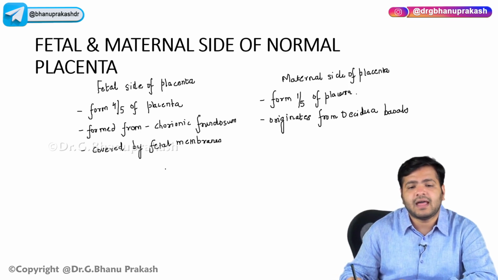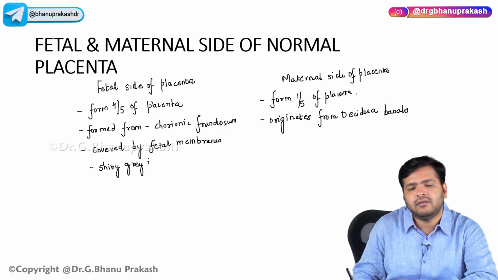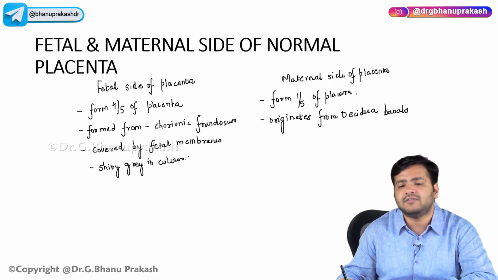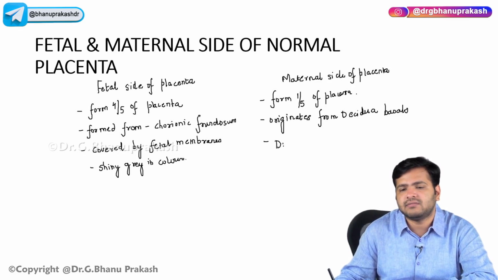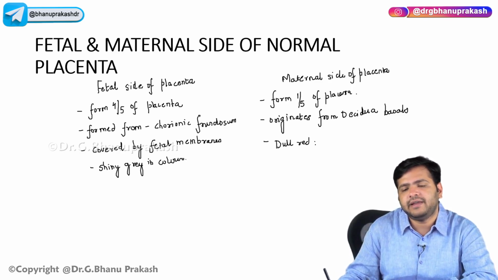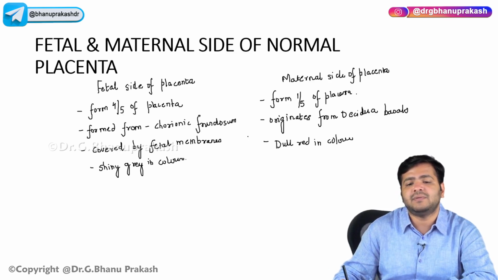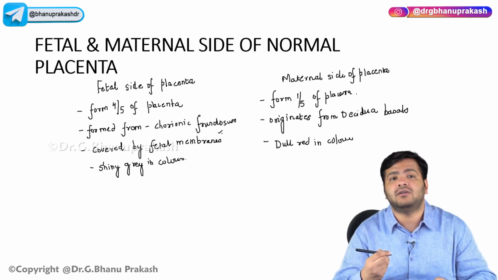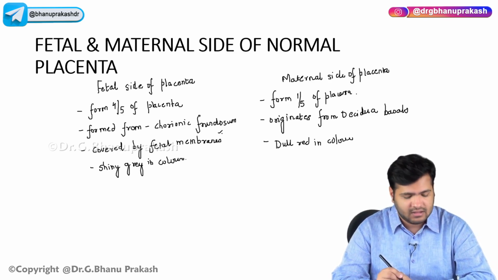And remember that it is shiny grey in color, whereas the maternal side of the placenta is dull red in color. The fetal membranes basically give it a shiny grey color, and the maternal side is dull red in color.